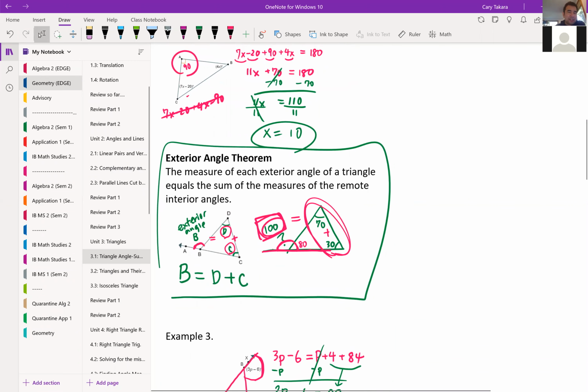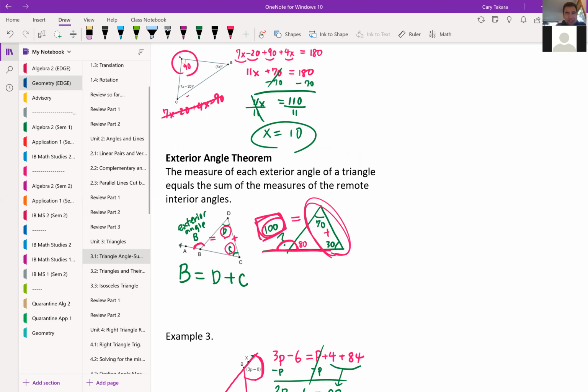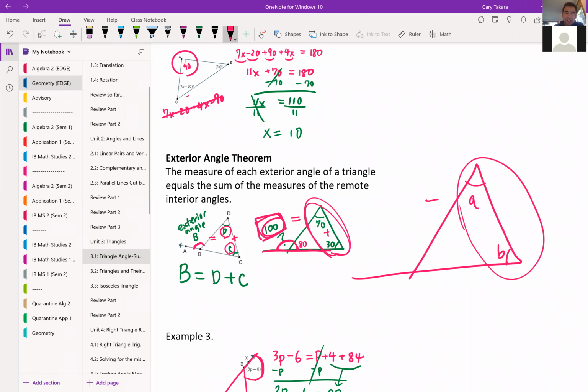And I also introduced to you guys another theorem, and it's called the exterior angle theorem. It sounds really fancy, right? But all it's really saying is angle A and B, if you add them together, that's going to be equal to angle C over here. C is equal to A plus B. That's what the exterior angle theorem says.